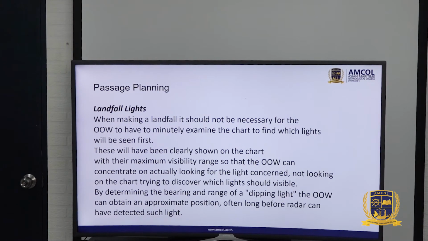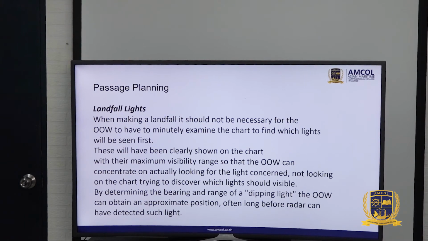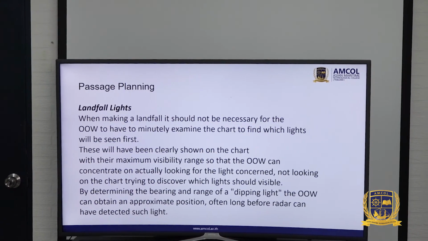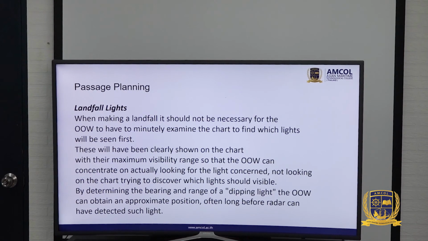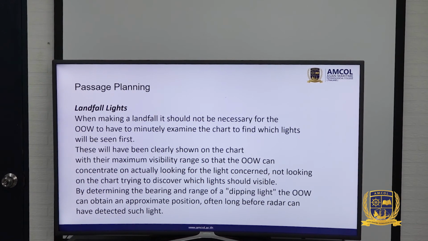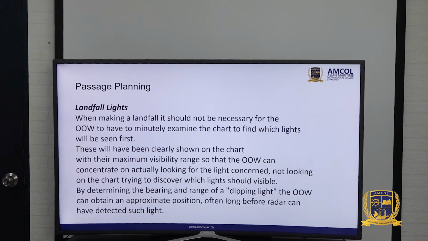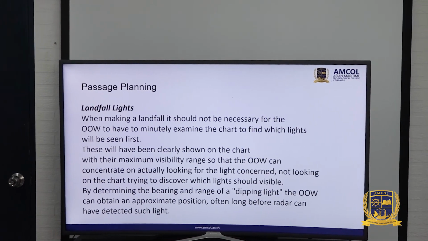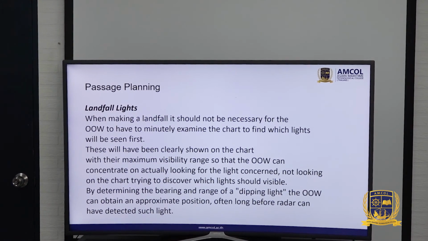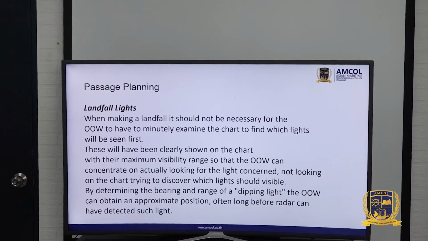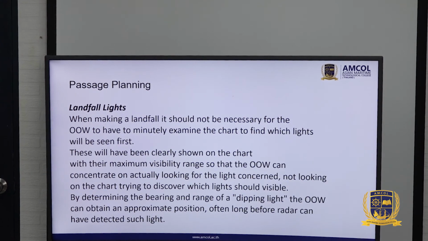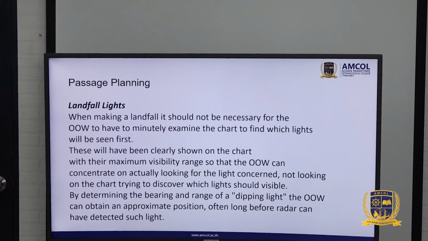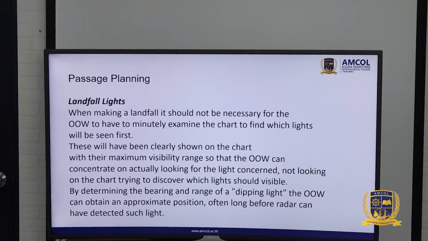Landfall lights, that means what is the maximum visibility of the light you will see. There is a concept called the raising distance and the dipping distance: when was the light last seen, or when was the light first seen? Depending on the height of eye, that means the height at which you are observing the light, you can actually calculate this.